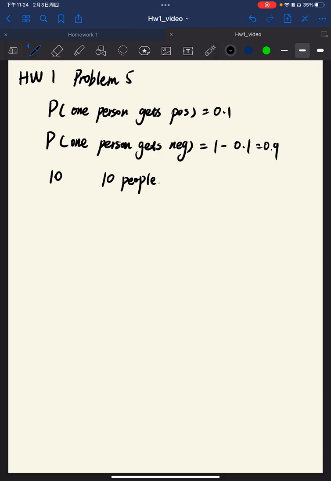Then mix the 10 people's blood and test that mixture. If the result is negative, then we will only need to do one test. And if the result for the mixture is positive, then we have to do 1 test for the group and 10 for each member in this group, which means we have to do 11 tests.